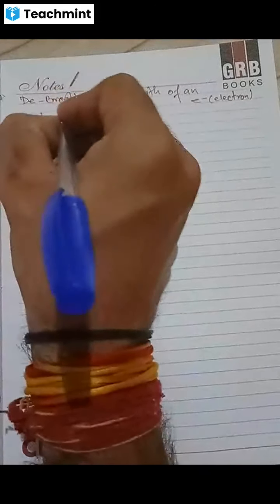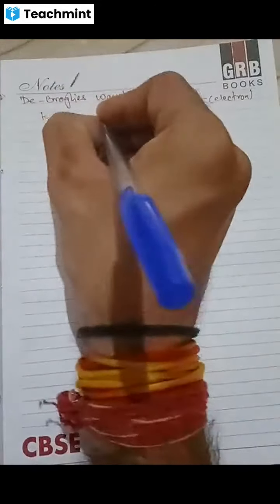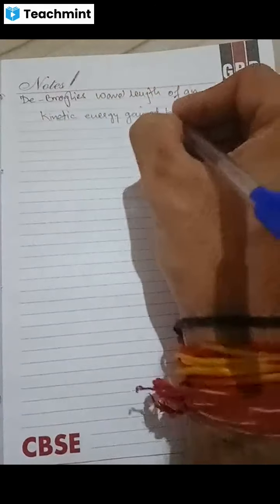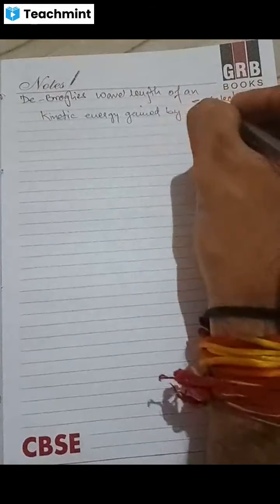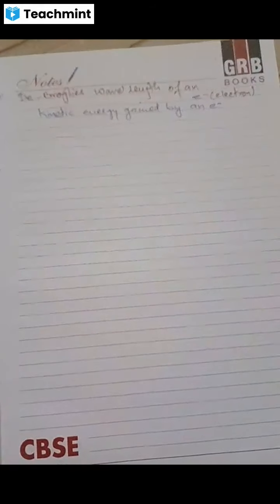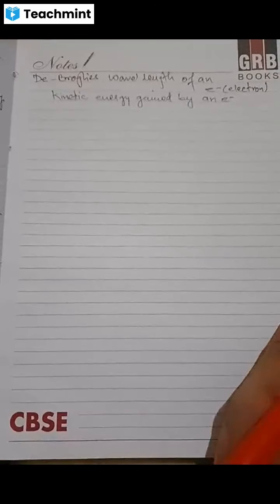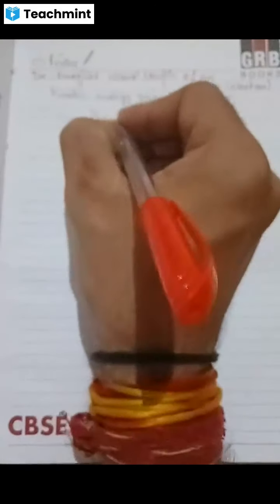So here I'm writing kinetic energy gained by an electron. Now, when an electron gains kinetic energy, one thing needs to be very clear. The kinetic energy of the electron depends upon the extent of acceleration. So, the more you accelerate with some potential difference, the more kinetic energy there will be gained. So, here I'm writing the expression for the kinetic energy, that is equal to half mv square.